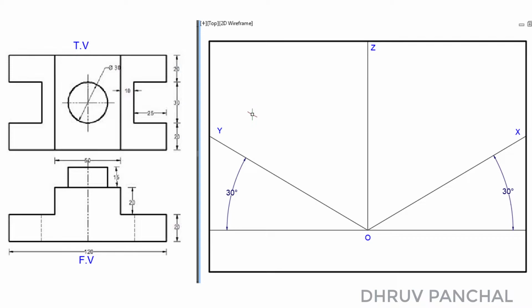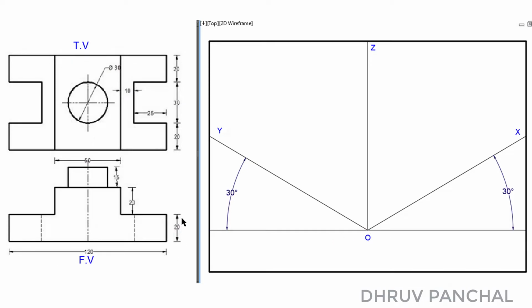Here, OX, OY and OZ are known as isometric axes. We will draw a 3D view with reference to these three isometric axes. While drawing an isometric view, we have to keep in mind that maximum details must be visible in the isometric view.